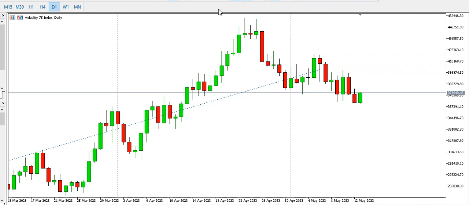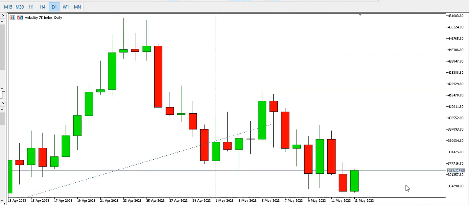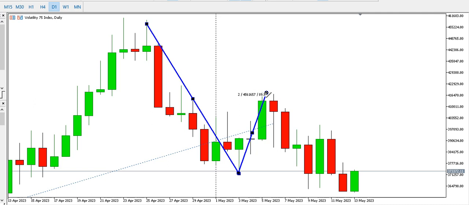Now let's zoom in on the daily. Let's look at what's going on. You can see that today's candle is a recovery candle trying to engulf yesterday's candle. And you can see what has happened. Price dipped up to this point, retraced, and dipped again, up to this point. And we are currently seeing that the buyers are trying to push price.